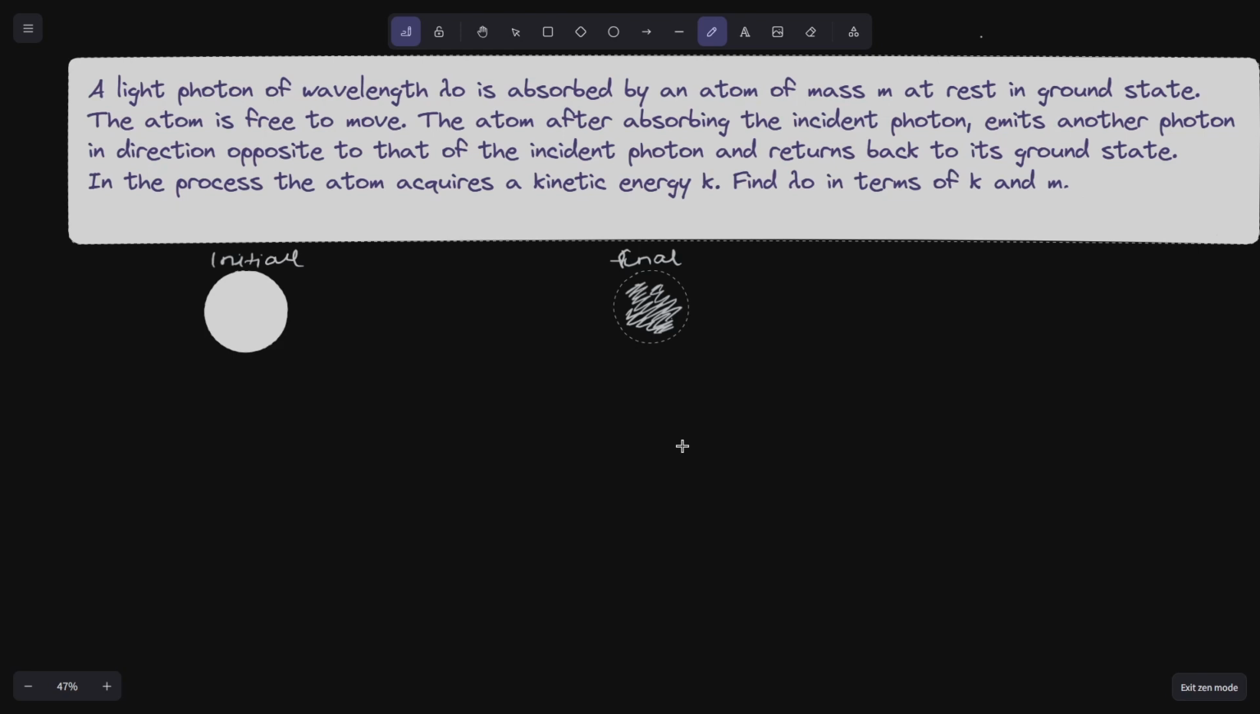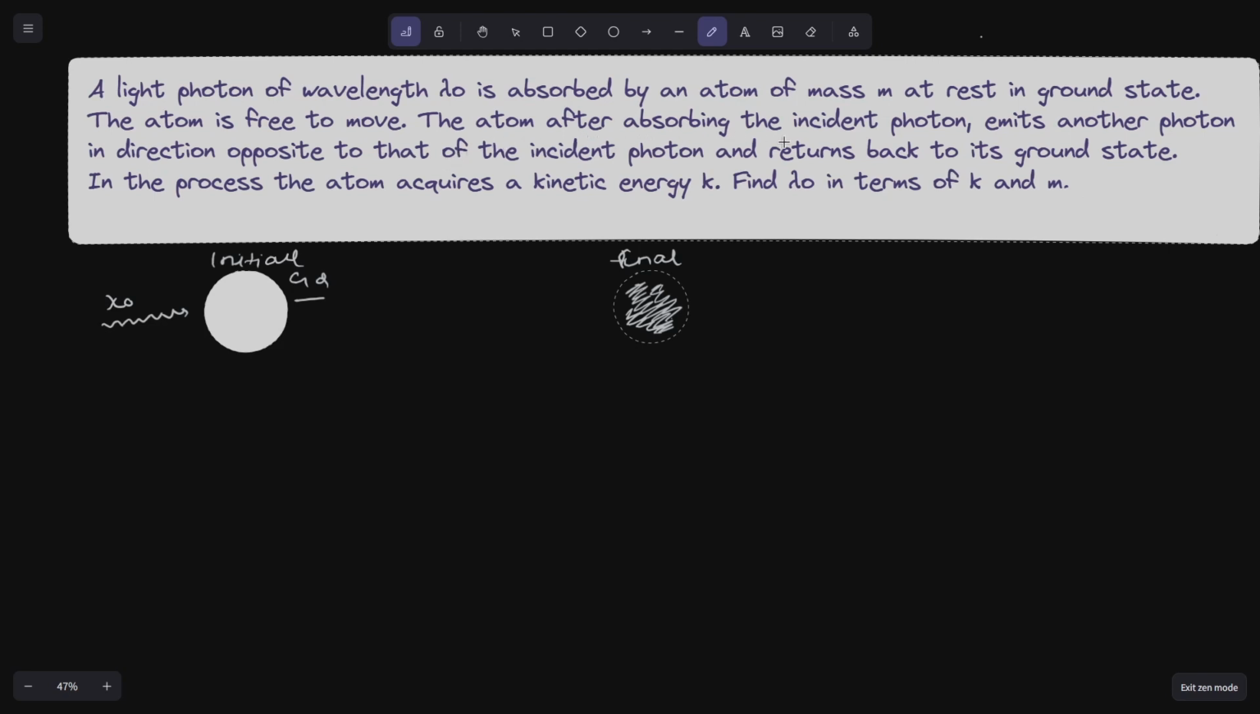In the question, it is given that a light photon of wavelength lambda naught is absorbed by an atom of mass m at rest in the ground state. So let us assume that this atom is in the ground state and it has some wavelength coming as lambda naught. Now, if this atom is in the ground state and it has received a wavelength of lambda naught, it will surely get excited because it has energy and it can freely move. As given in this question also, the atom is free to move.